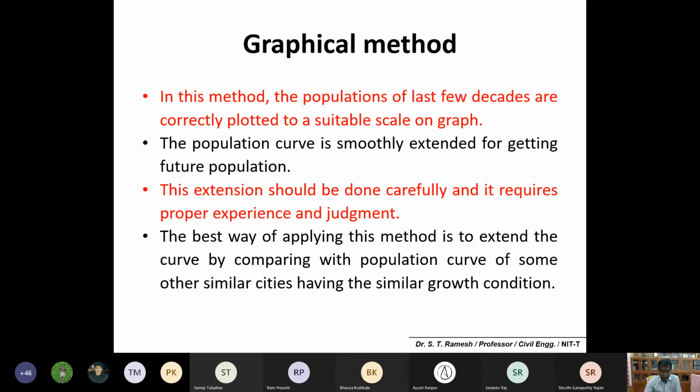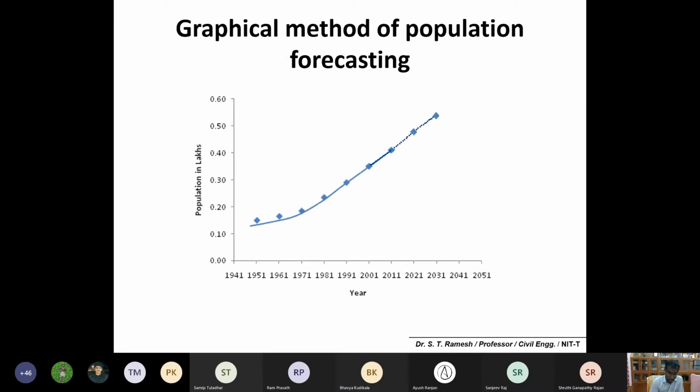And the graphical method is also very simple. All the data is plotted in a simple graph, and you can project this later. So these data will be given to you.